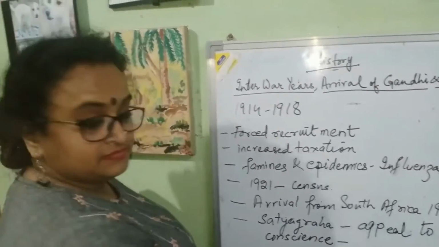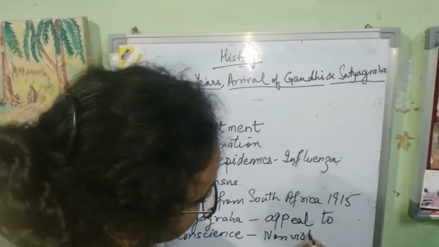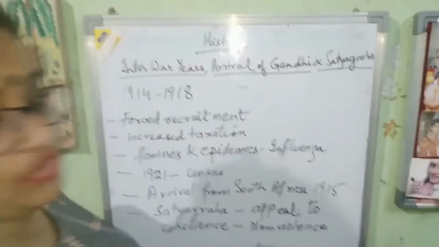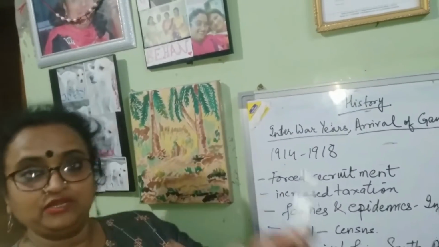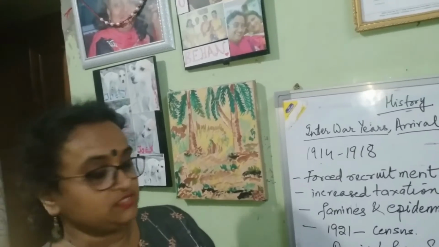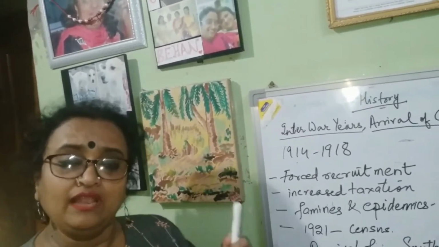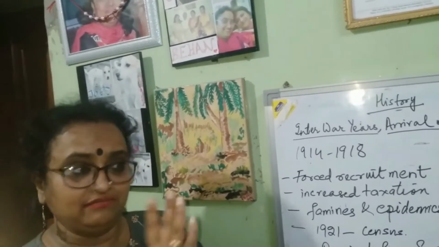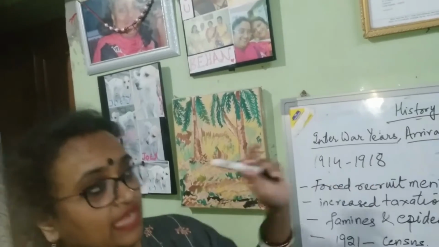and non-violence. Means he said that violence is not required to suppress the opponent. We should appeal to the conscience of people, of the opponent, here Britishers of course, and then they would realize that they have been doing wrong, and they will amend, they will do away with all the wrongdoings. So that was the appeal of Gandhiji.